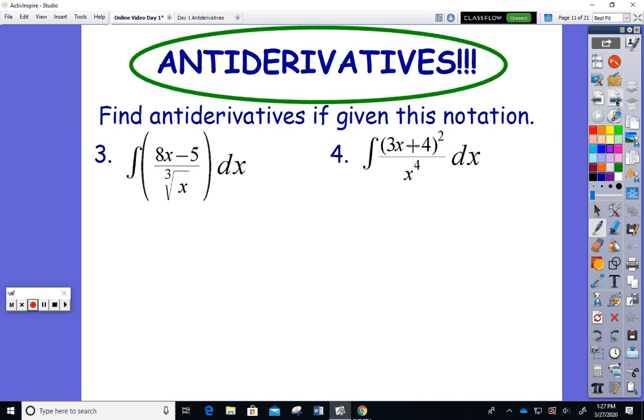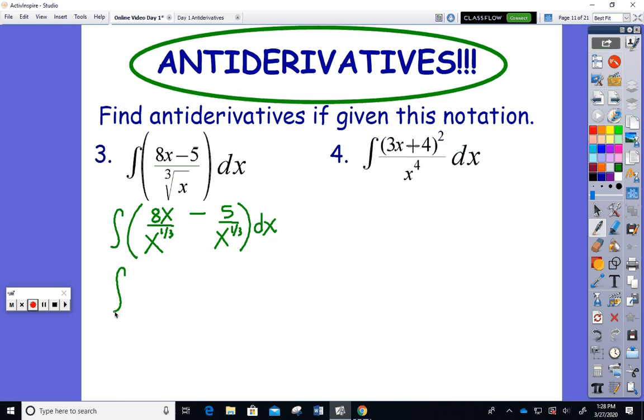Now, the next two are the same idea. I want you to clean up the integrand and make it more antiderivative ready. So on both of these, oh my gosh, I've got an STD, a single term denominator. And remember, to cure STDs, we separate and reduce. So let me say 8x minus 5 over x to the 1/3 would be the easier way to manage the exponent work.